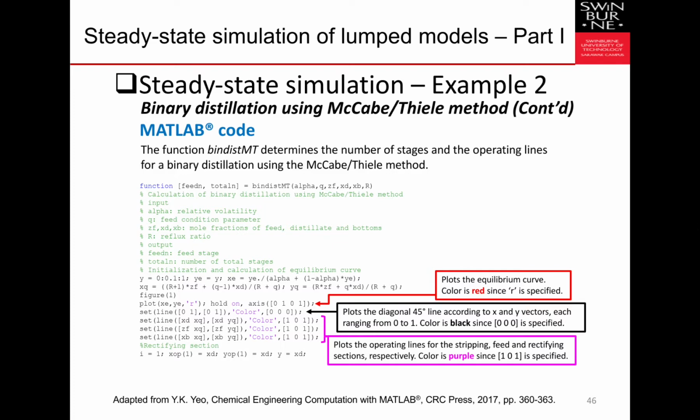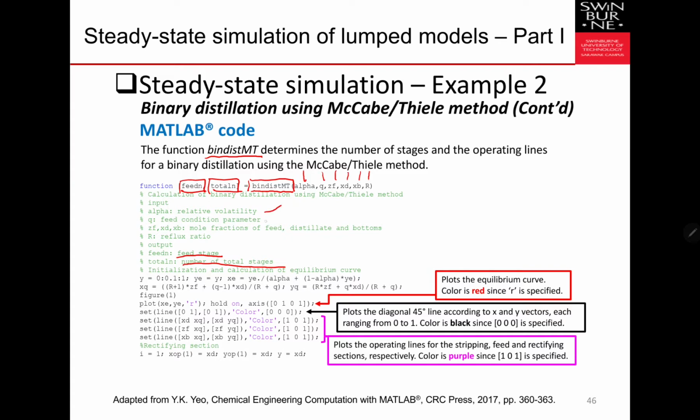Now this one is the MATLAB code to run the binary distillation using the McCabe-Thiele method, where we are using a function, bin disempty. The function is given here, and these are the input variables 1, 2, 3, 4, 5, 6. So we need 6 input variables. We use this function and pass these 6 inputs, and the function should give us 2 output variables, the feed n and the total n. The feed n gives you the feed stage, whereas the total n is the number of total stages. And all these variables are defined here.